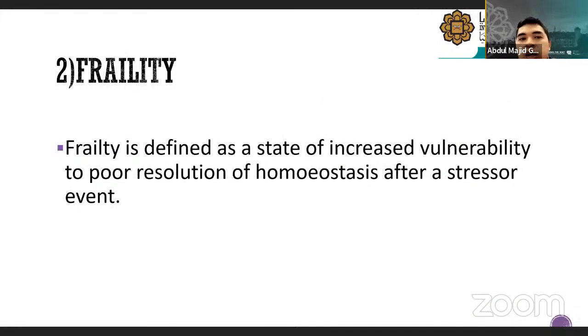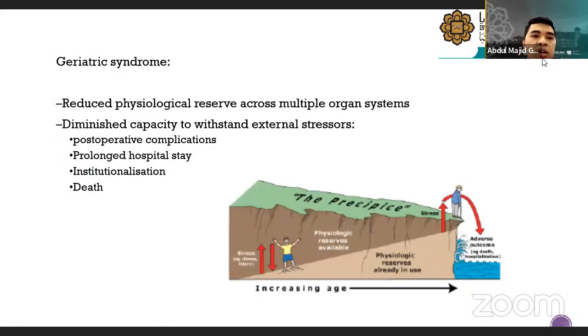So next, we are talking about frailty. Based on BGA 2021, frailty is defined as a state of increased vulnerability to poor resolution of homeostasis after a stressor event. In an easy way, it's a geriatric syndrome whereby there is a reduced physiological reserve across multiple organ systems. Hence, they have diminished capacity to withstand external stresses, and they have high post-operative complications, prolonged hospital stay, institutionalism, and also a high risk of death.